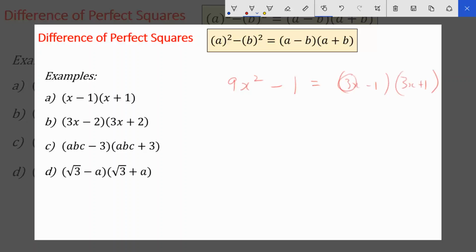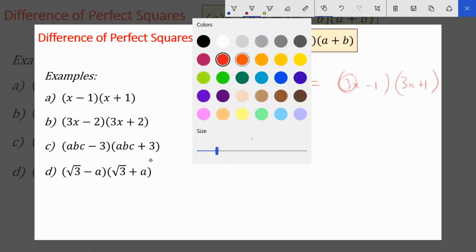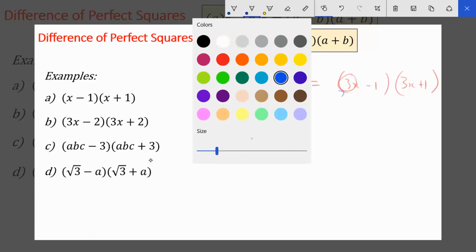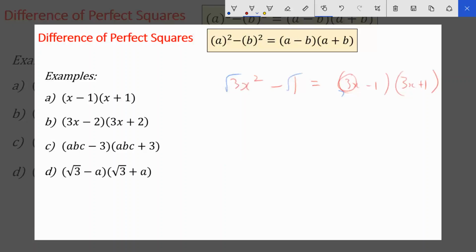See, in your head, what you actually did was root 9. That's how you got 3. And how did you get the 1? You did root 1. So why is it any different if I just change that 9 to 3? Same thing. So this now becomes root 3 x, and then root 3. Okay, and then that's your answer.